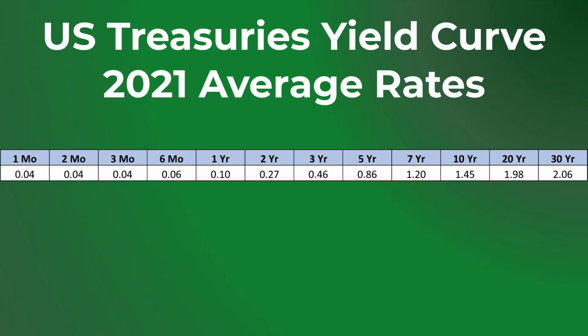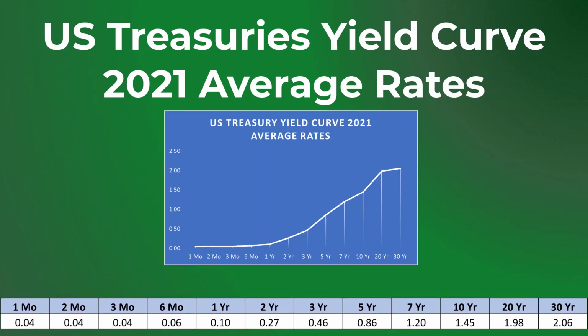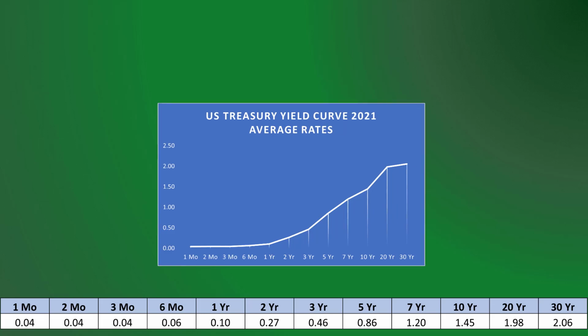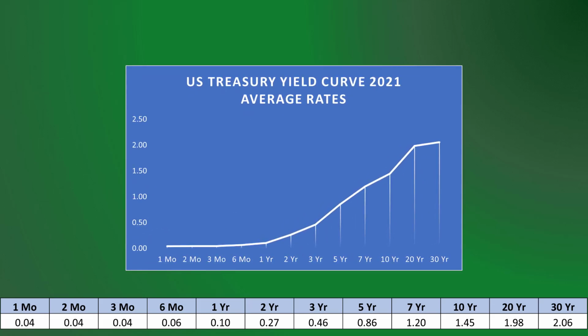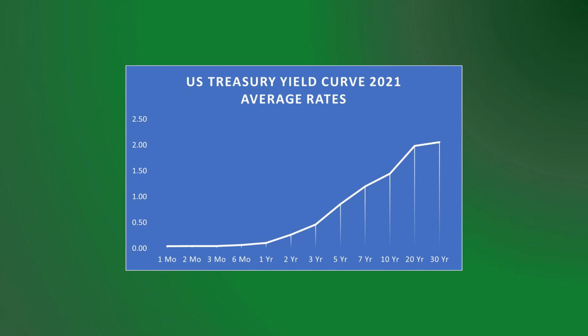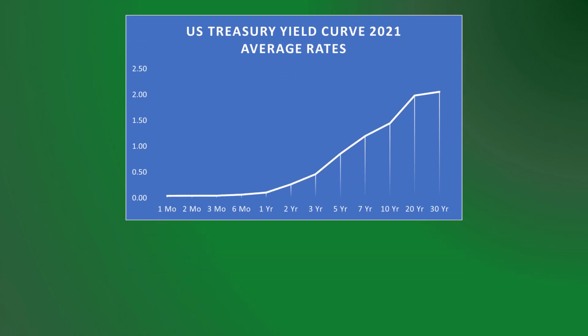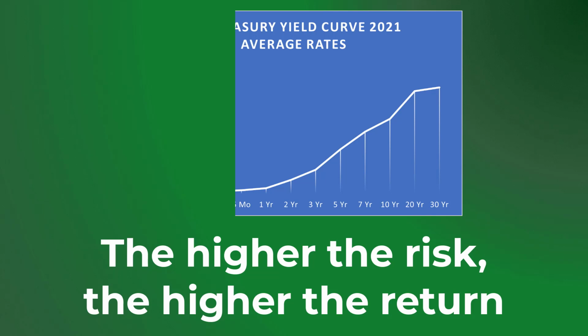To understand how wild these numbers look right now, you need to know what the numbers are supposed to look like. Here are the average yield curve rates for 2021. A normal yield curve shows rising rates for greater durations of bonds, which is what we see here. This makes sense because the longer you hold an investment, the riskier it becomes. The higher the risk, the higher the return.